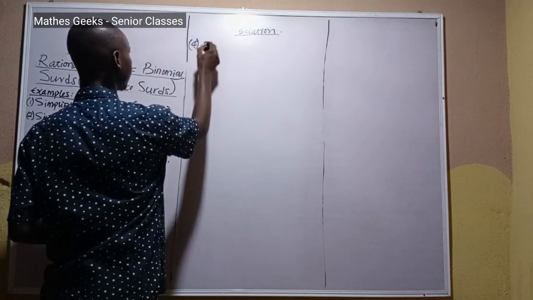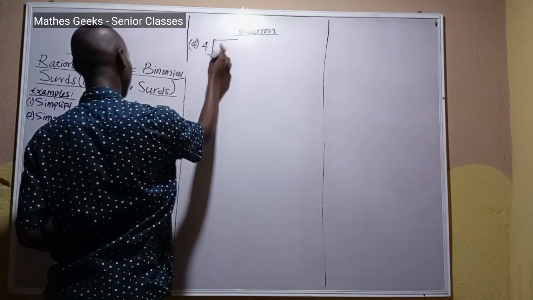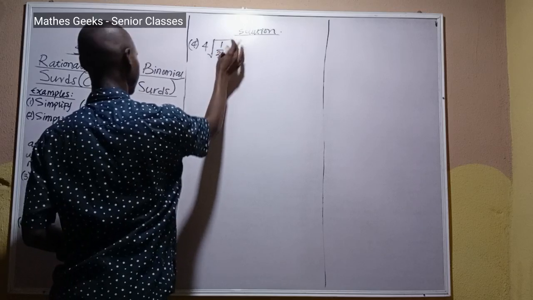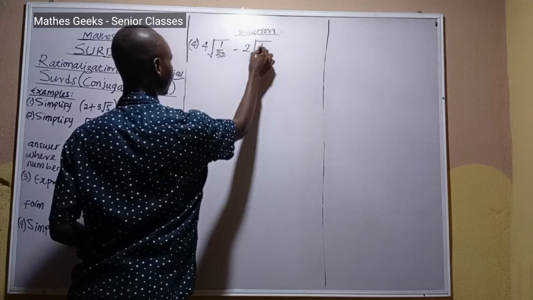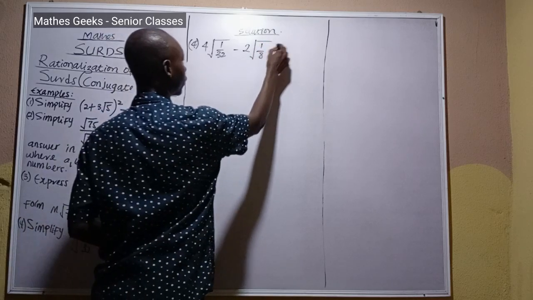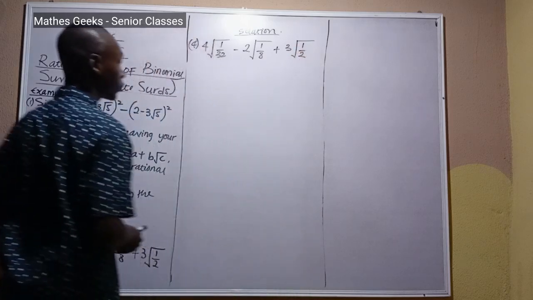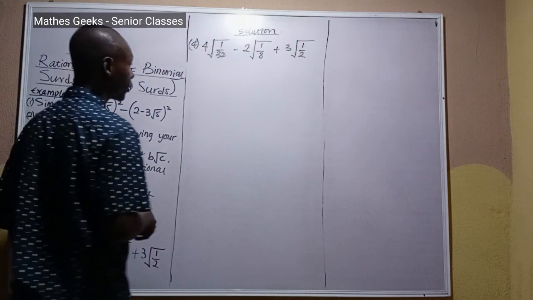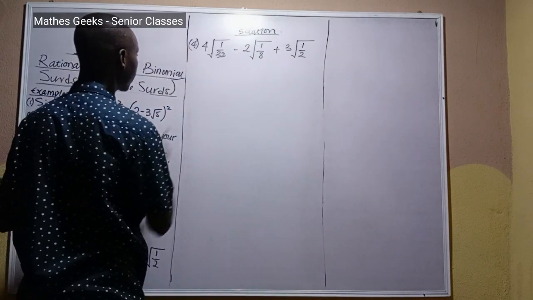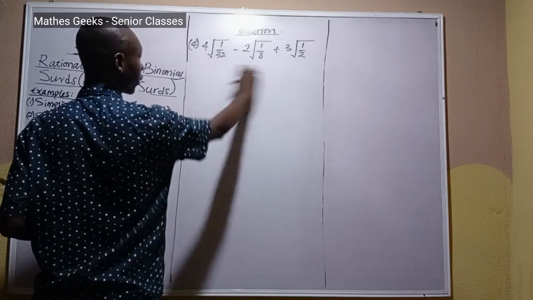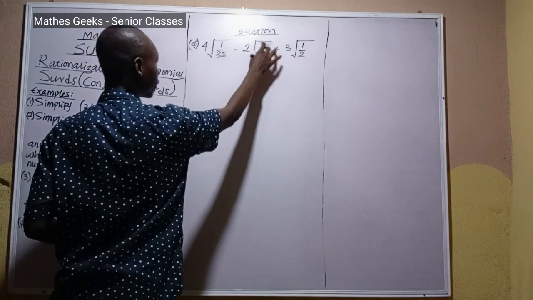Number 4. 4 root 1 over 32 minus 2 root 1 over 8 plus 3 root 1 over 2. Since this one involves subtraction and addition, you just have to simplify as follows. So let's first simplify this in parts.